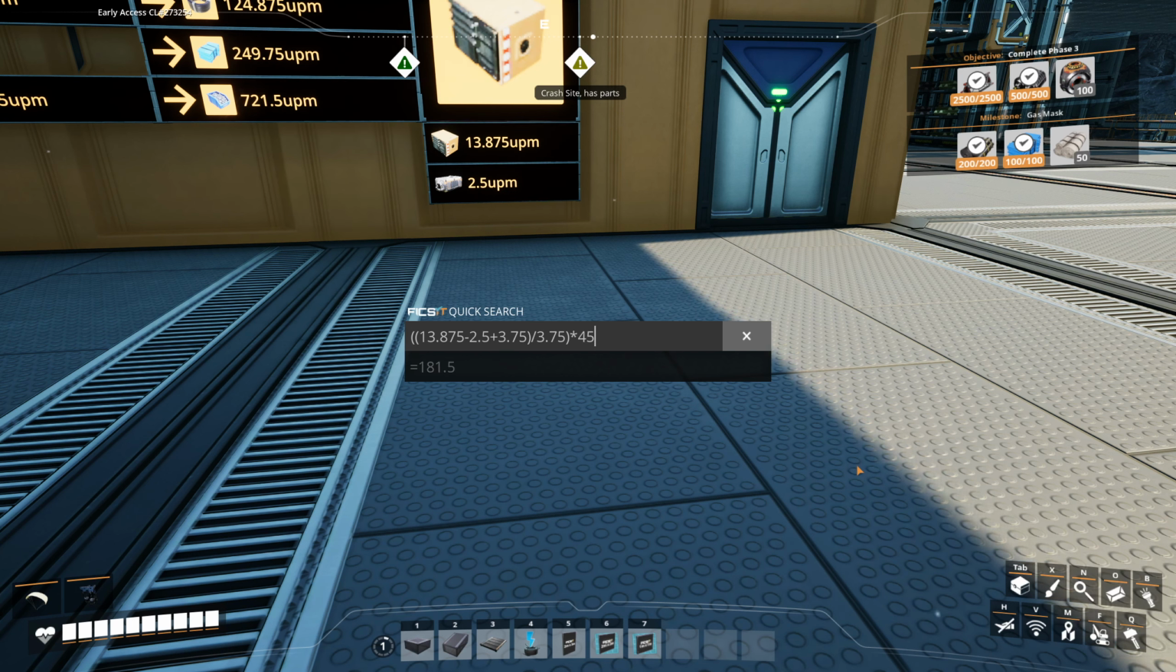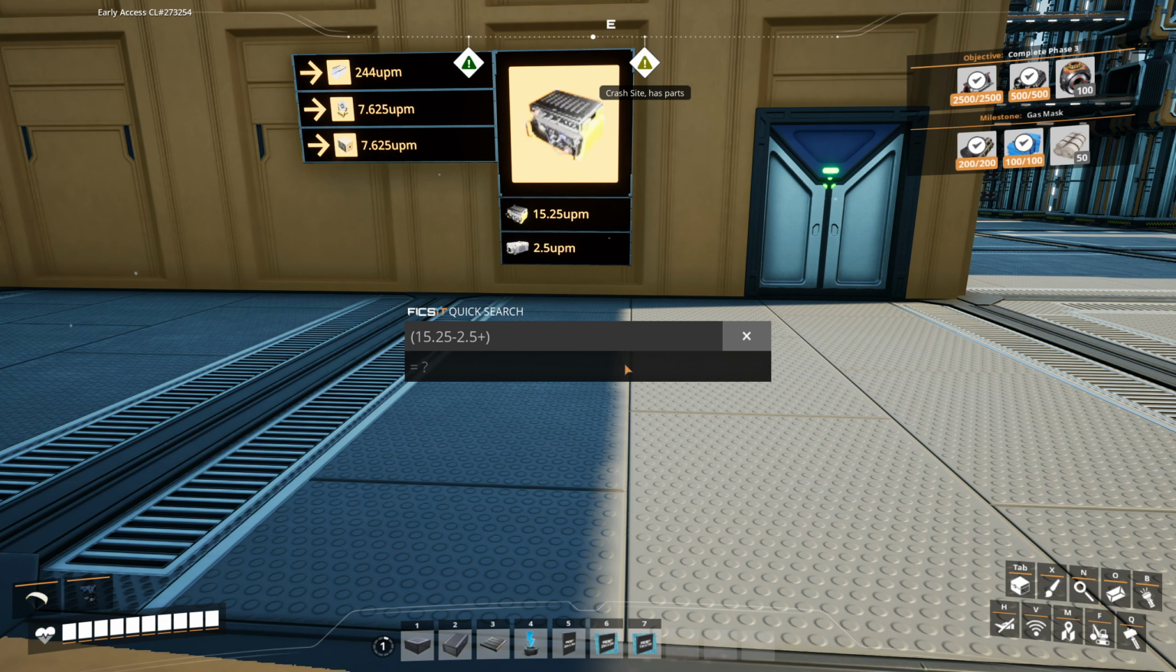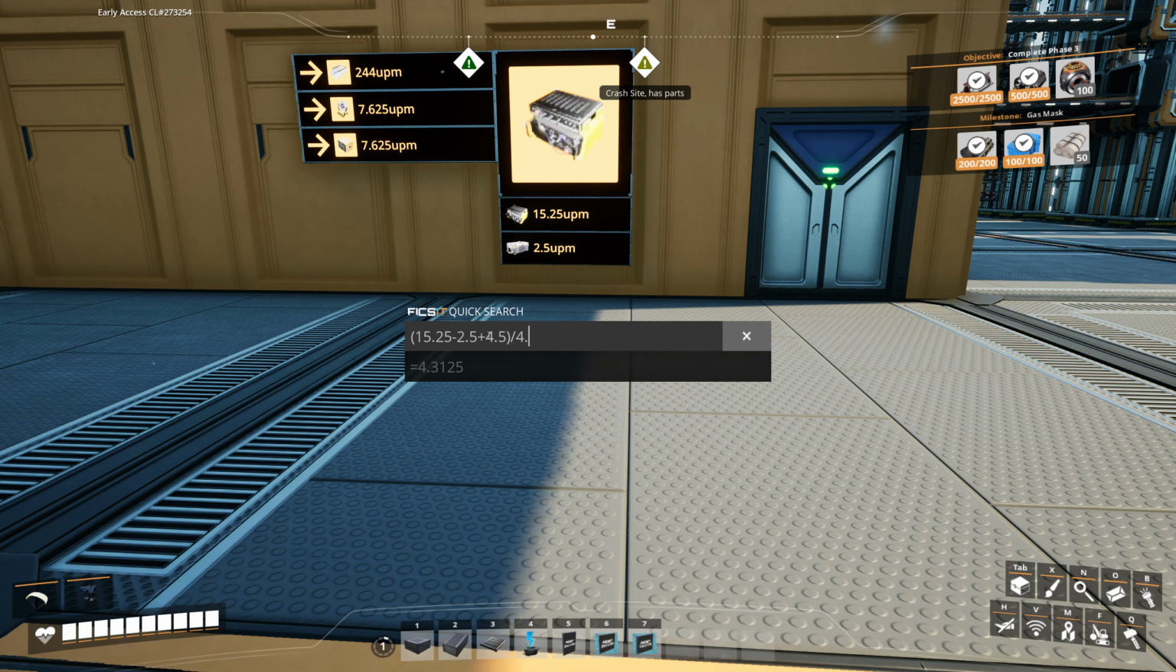Cool. And then radio control unit. Right, we have written down 172.5, 15.25 minus 2.5 plus 4.5, divided by 4.5 times 45, 172.5. So, yeah, we're good so far.